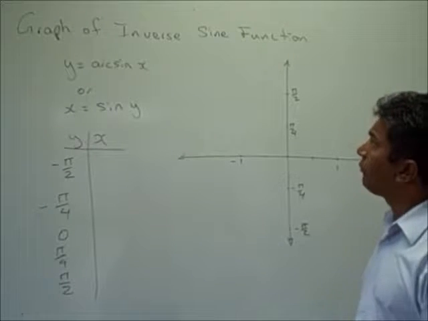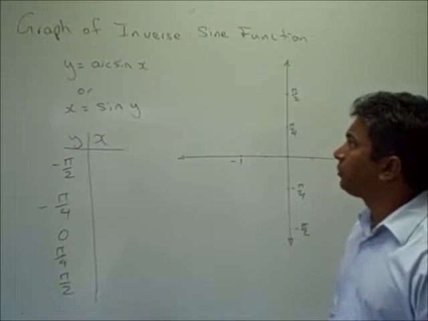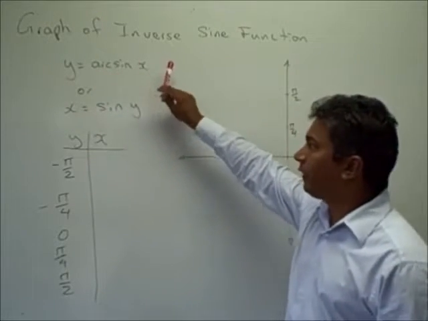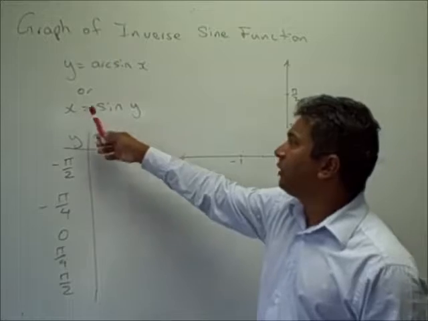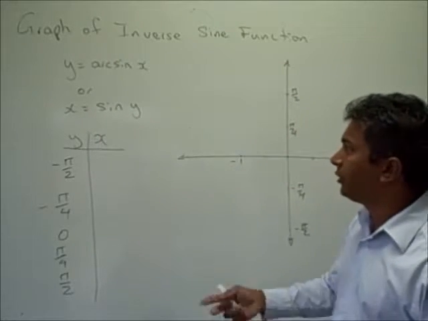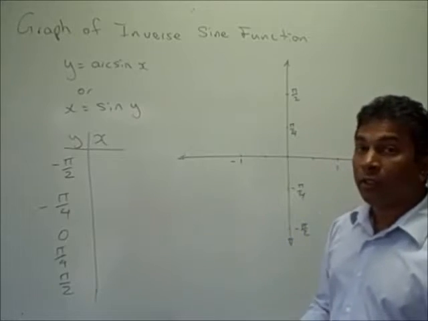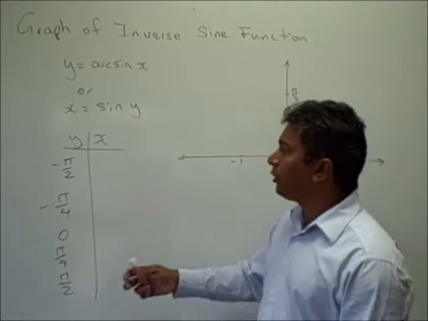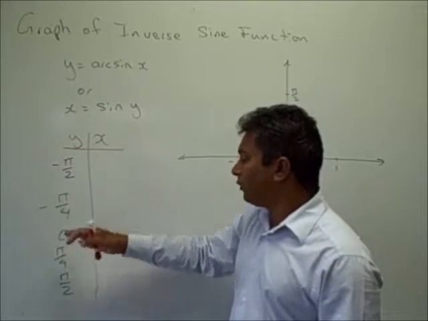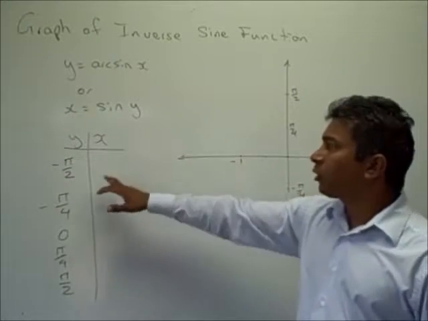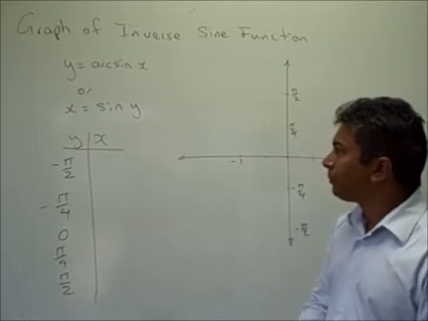Now let's look at the graph of our inverse sine function. Our inverse sine function, we said, was y is equal to the arc sine of x, or x is equal to the sine of y, since we're interchanging our x and y. Since we interchange our domain and range, and we know that the domain is from negative pi over 2 to pi over 2, we're going to use some values in between to determine our corresponding x value.